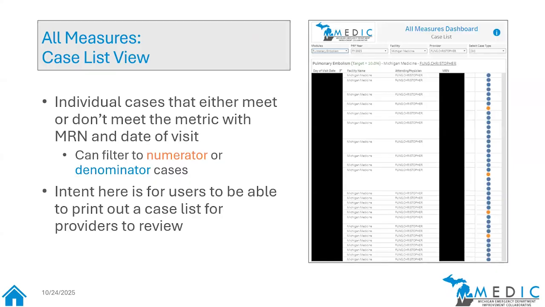A lot of sites want to know, now that I've identified some outliers, can we highlight some specific cases or detail those cases out for folks so that we can talk to those providers and see how we can improve in terms of the metric. And so what you can do on this case list view is select a provider, select a site to which you have access, and then pull out all their cases. You can pull out the denominator cases, the numerator cases, or both for whatever metric you select and whatever time frame you select.